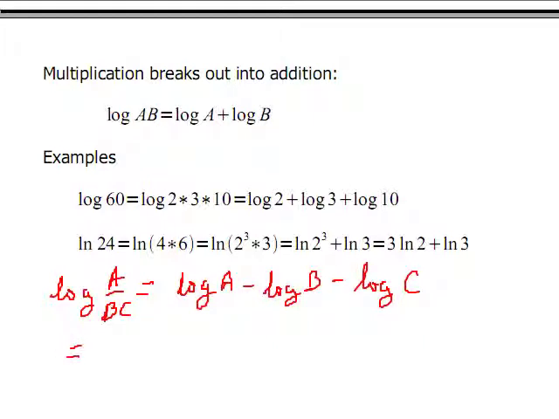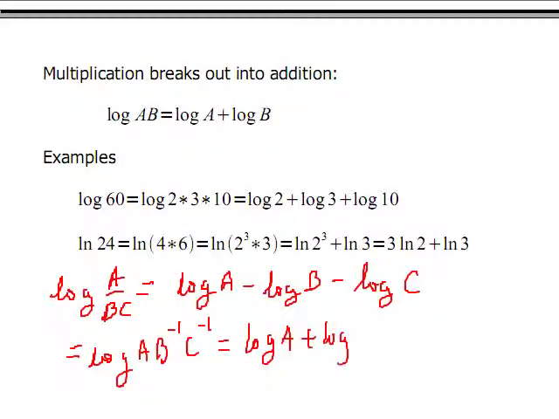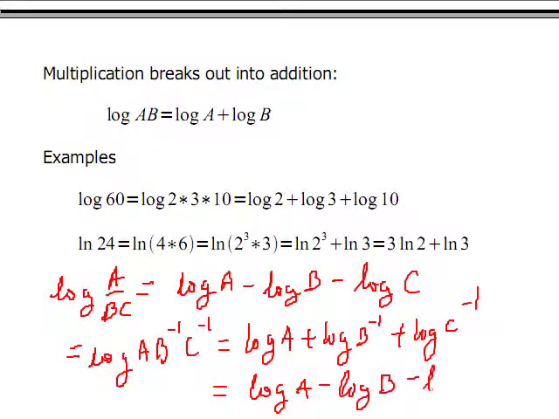The reason that's okay is because this is really the log of a times b to the minus 1, c to the minus 1. So if you use the multiplication rule, you have the log of a plus the log of b to the minus 1 plus the log of c to the minus 1. Those negative signs come out in front. You get minus the log of b minus the log of c.